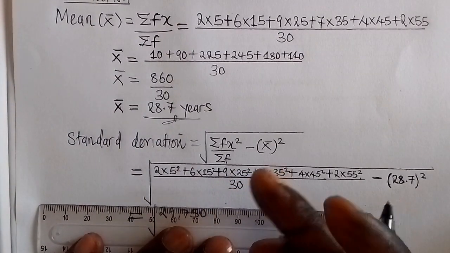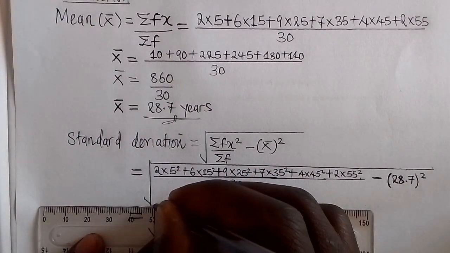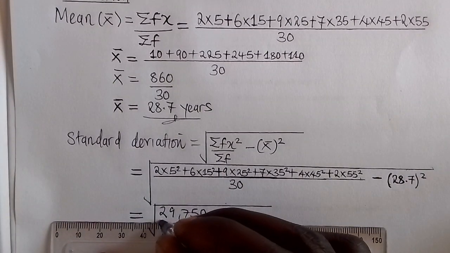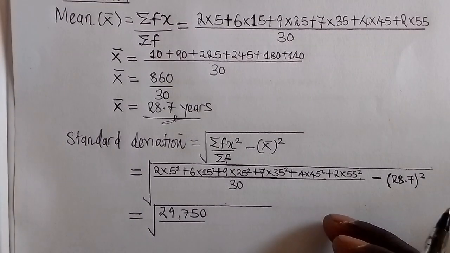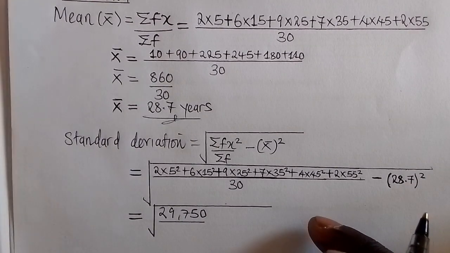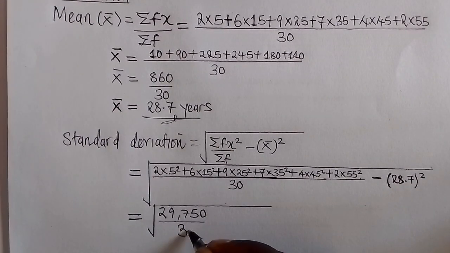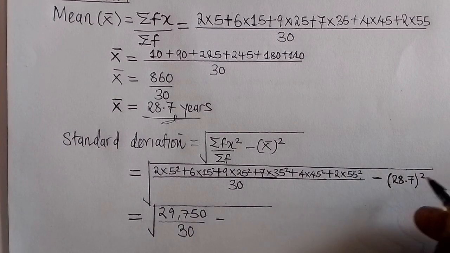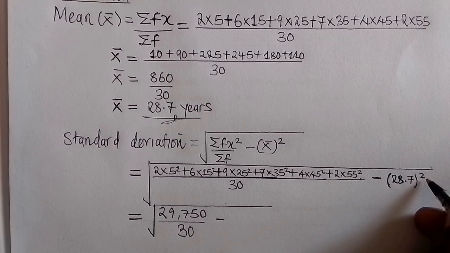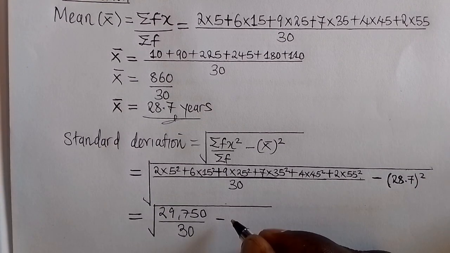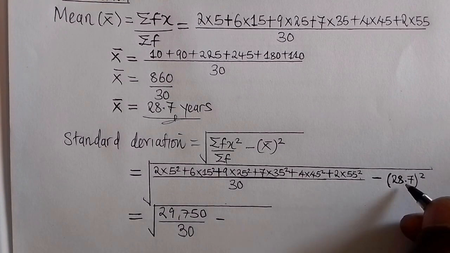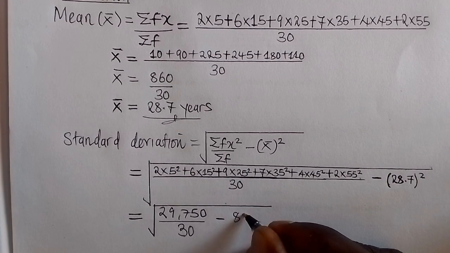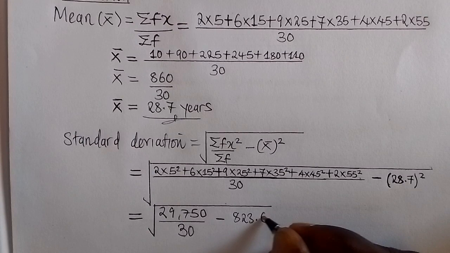So again, we write our square root. Then this same value that we get on the numerator divided by 30. Then subtract it to what we get on 28.7 square. So 28.7 square gives us 823.69.